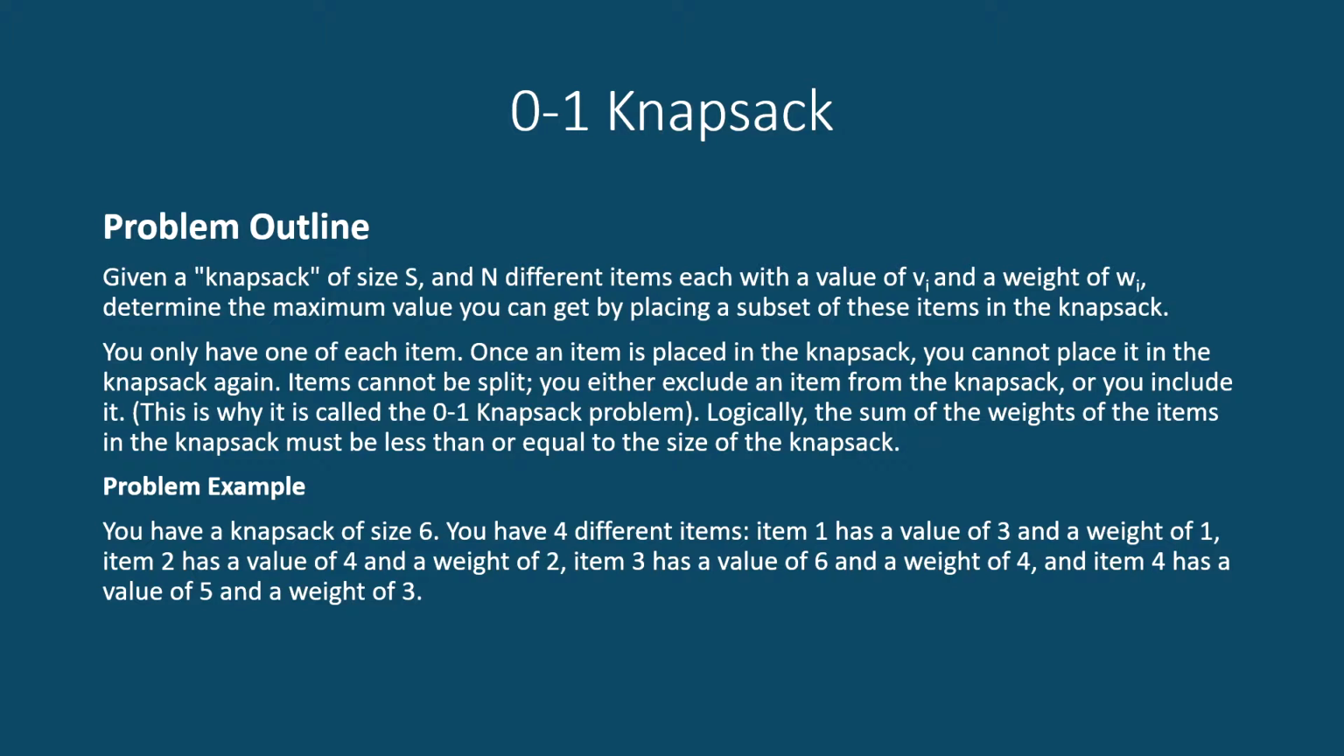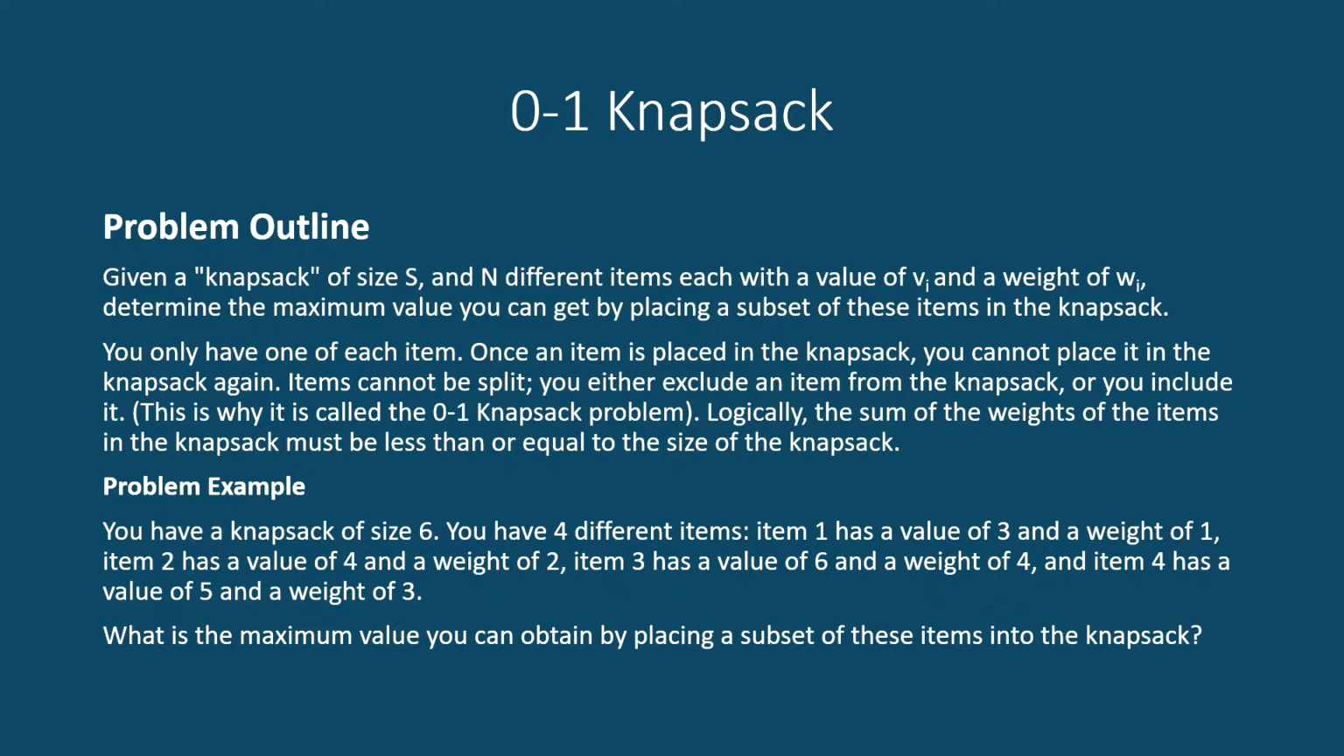You have a knapsack of size 6. You have 4 different items. Item 1 has a value of 3 and a weight of 1. Item 2 has a value of 4 and a weight of 2. Item 3 has a value of 6 and a weight of 4. And item 4 has a value of 5 and a weight of 3. What is the maximum value you can obtain by placing a subset of these items into the knapsack?